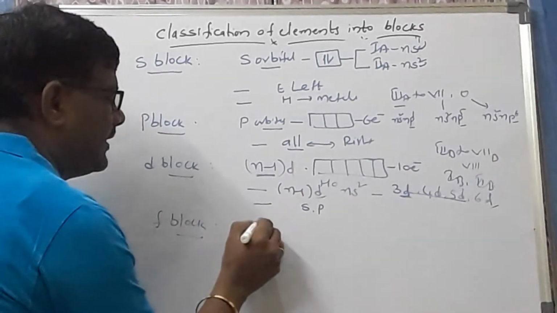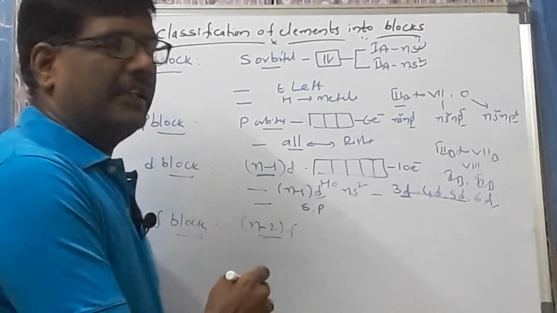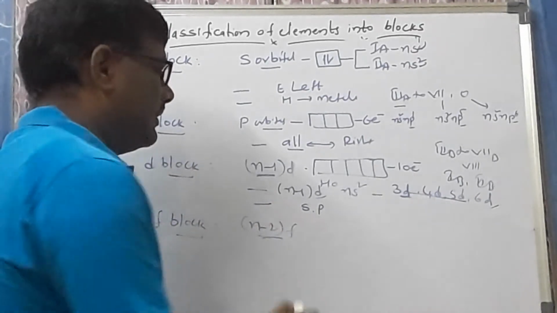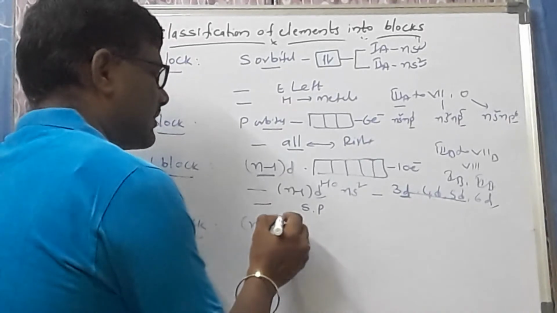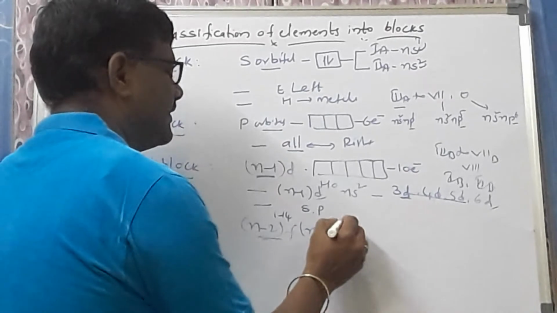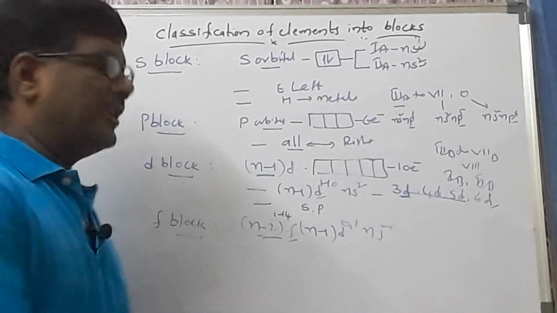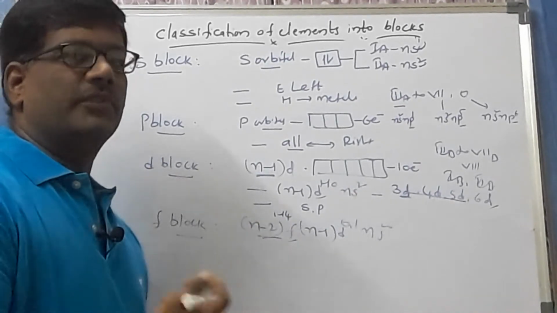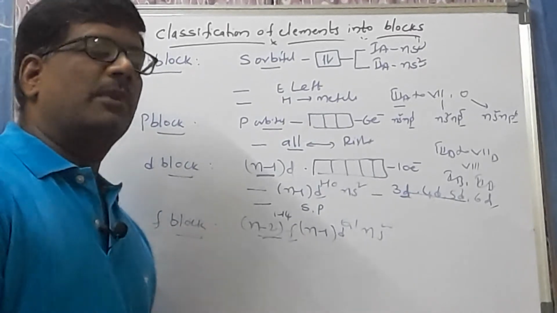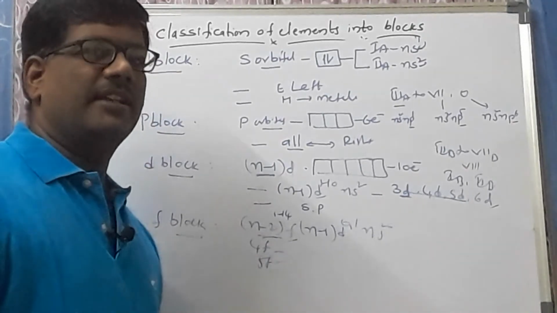F block: the elements in which the differentiating electron enters into the f orbital of the antepenultimate shell are called f block elements. They have valence electronic configuration (n-2)f1 to 14 (n-1)d0 to 1 ns2. The differentiating electron enters into the antepenultimate shell of the f orbital, up to 14 electrons. That's why we do not have any groups particularly for the f block elements. We have two series: the 4f series and the 5f series.